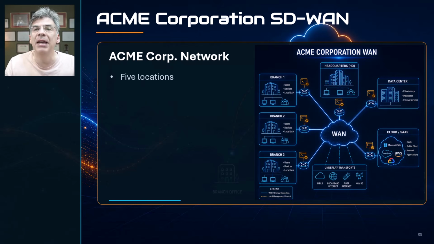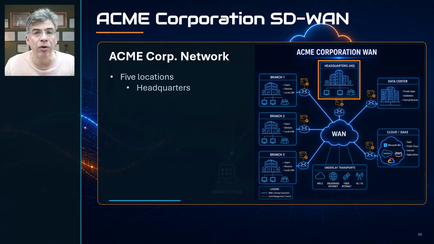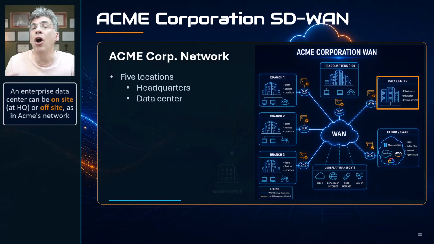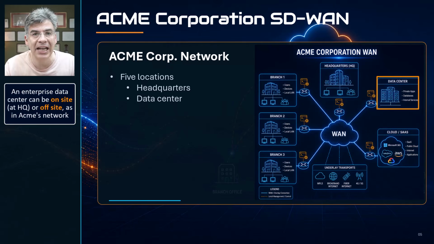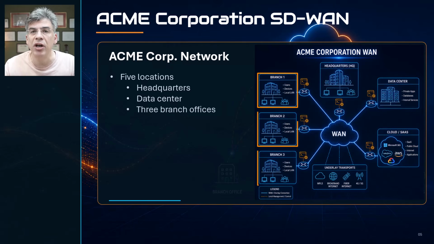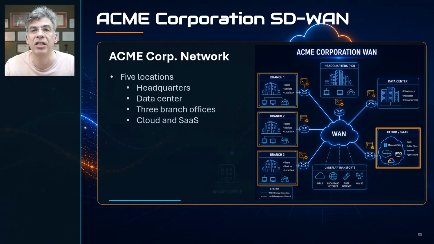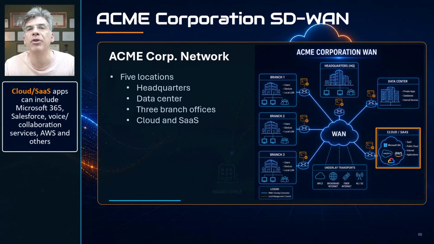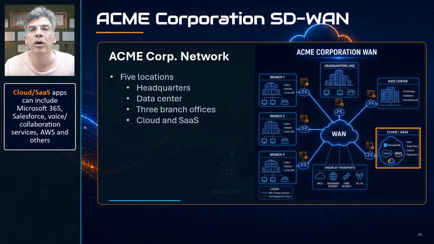Acme has 5 main locations. It has a headquarters where many users and administrators are located. It has a data center where some private applications are still hosted. Now, this can be on-site at the headquarters or elsewhere, off-site. In this case, Acme actually has it off-site. It has 3 branch offices, and it uses cloud and SaaS applications such as Microsoft 365, Salesforce, hosted voice collaboration tools, and public cloud workloads.